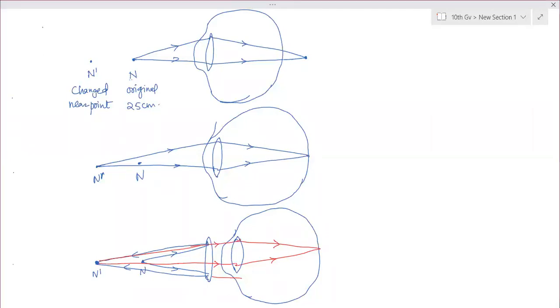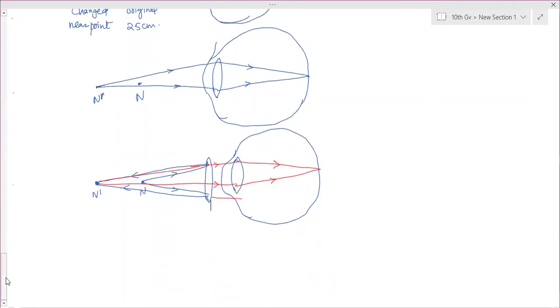Next is presbyopia, right? Yeah. Presbyopia. The P is silent. Okay, presbyopia. Presbyopia is a defect due to aging, old age, when the power of accommodation of the eye decreases.